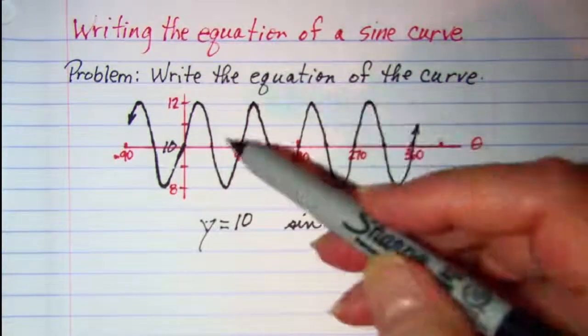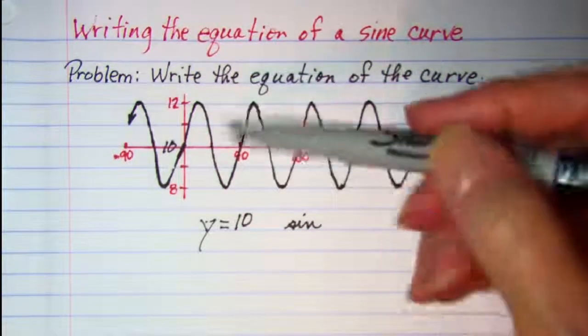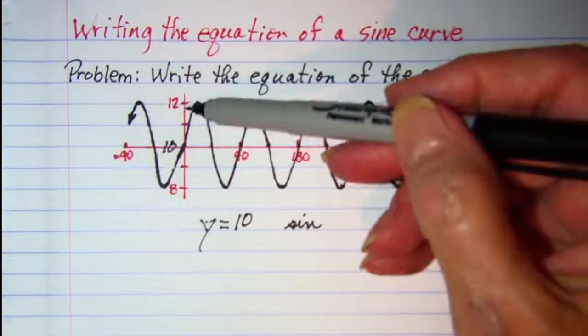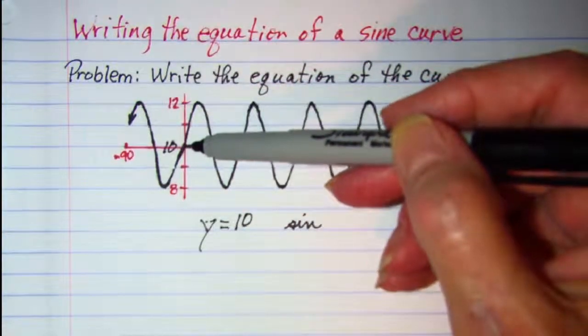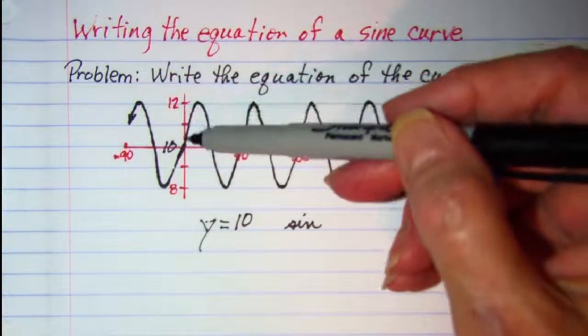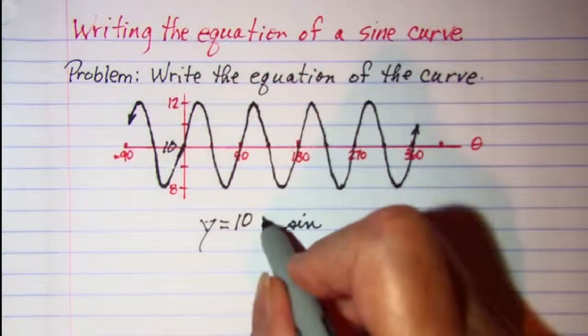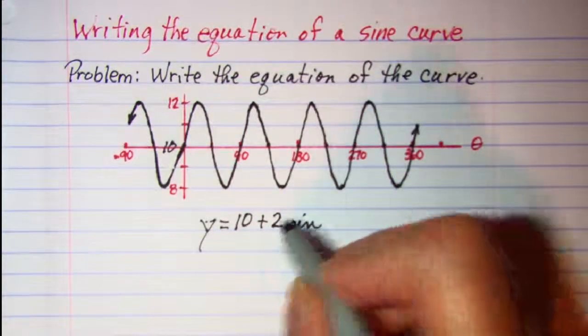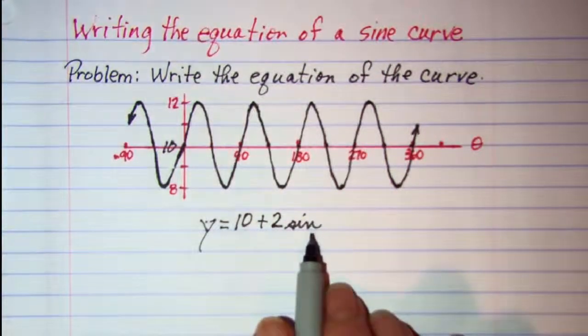And then our amplitude is how many units from the center line to the max. So we can see that that's 2. So we'll put plus 2 here times the sine.